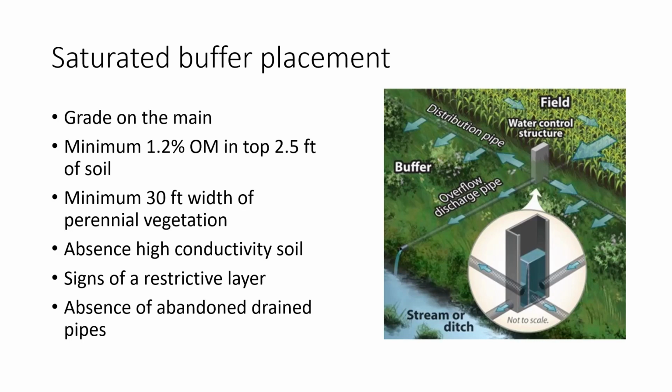But that's something that we need to check when doing site visits to make sure that the practice will work the way we intend it to. Then next, we need at least 30 feet of vegetation between the stream bank and where our distribution line is. So we need that permanent vegetation to be able to site the practice. Ideally be a little bit wider than that at least, just so you have a little bit more room to play with and have that distribution pipe maybe further away from that field edge.